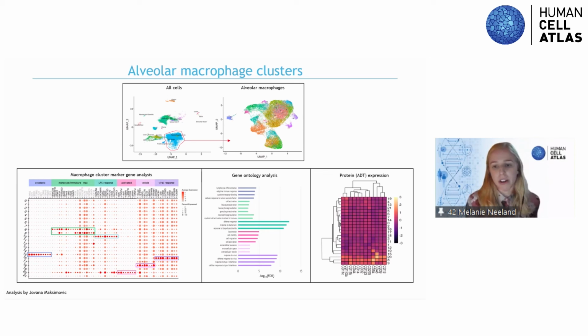So this is just a preliminary analysis where we subclustered the alveolar macrophages, which revealed 22 cell clusters, which we've now been able to annotate based on marker gene expression as well as gene ontology analysis. And so what we've been able to show are macrophage subsets associated with cytotoxic activity, responses to bacteria, and the viral response as well.